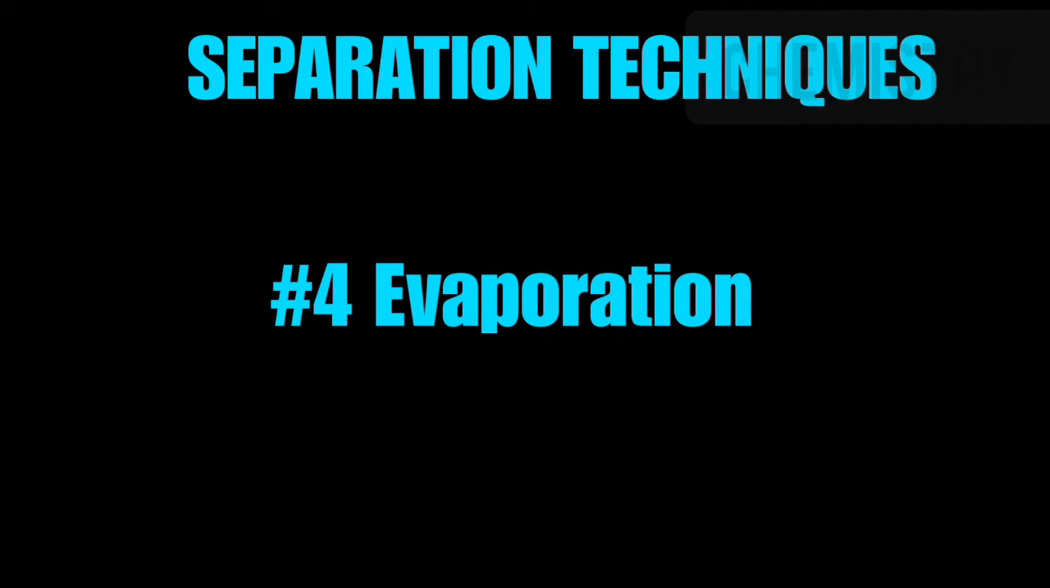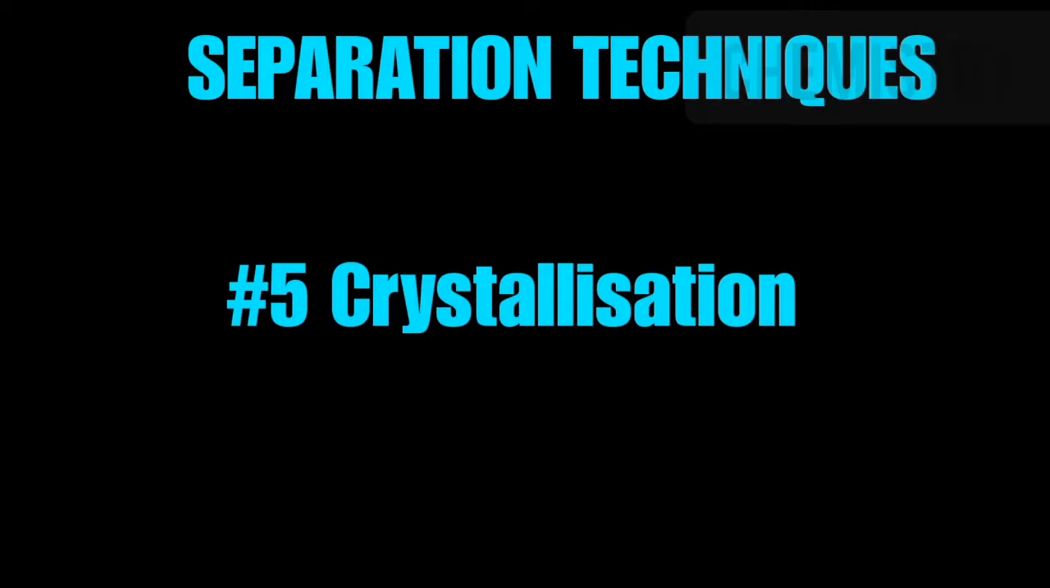Separation technique number 4, evaporation. This is a separation technique that adopts the use of boiling. When you boil the mixture, the vapor comes out and leaves the solid particles. Separation technique number 5, crystallization. Crystallization is the process used to separate salts and sugar, that is any crystalline compound, from its solution. That is, when you boil it, the vapor goes out and then you can recollect the salt.